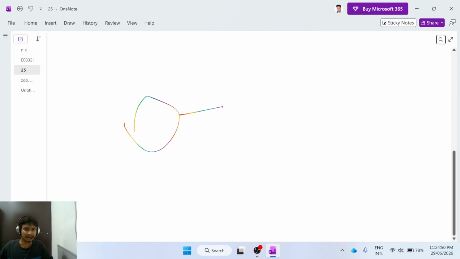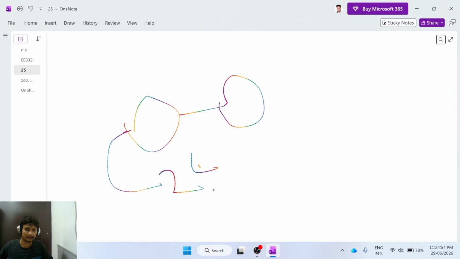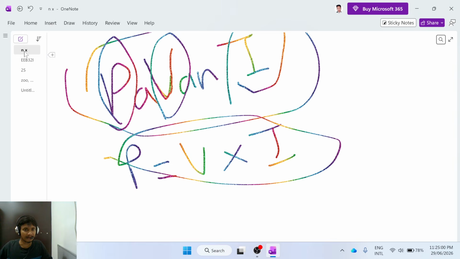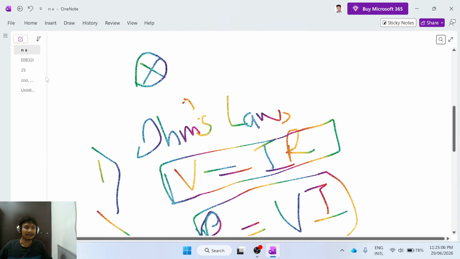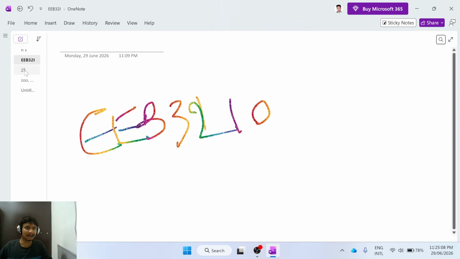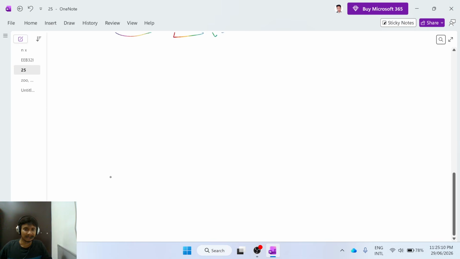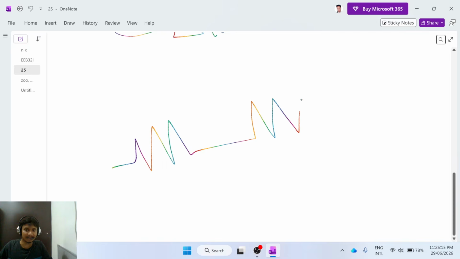Already we discussed what gross. This is bulb one, bulb two. They told us in the question that the light bulb is assumed to be a pure resistor. Therefore, we can consider the light bulbs as resistors.